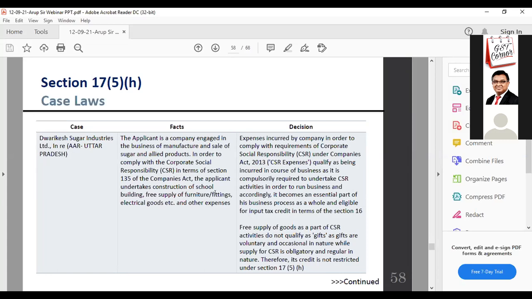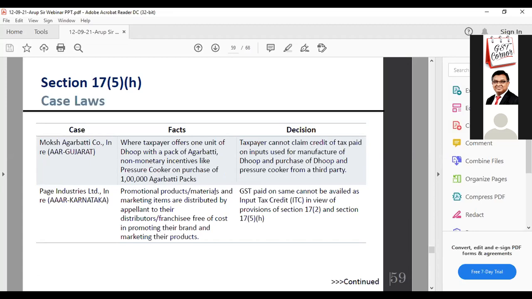Next. So in the case of Moksh Agarbattis and Page Industries, what is happening is that in Moksh Agarbattis, along with agarbattis, they were giving a dhoop. So the AAR ruled that no, we cannot say that you have actually taken some consideration along with the agarbatti when you're giving the dhoop free. According to us, you're giving the dhoop free, and that's why you cannot claim the ITC on the scheme.